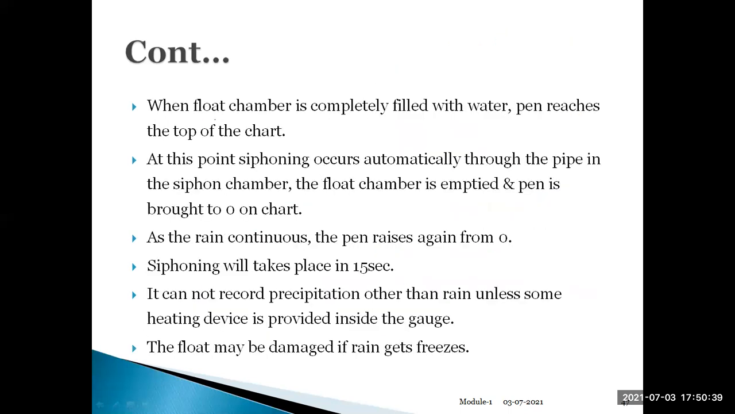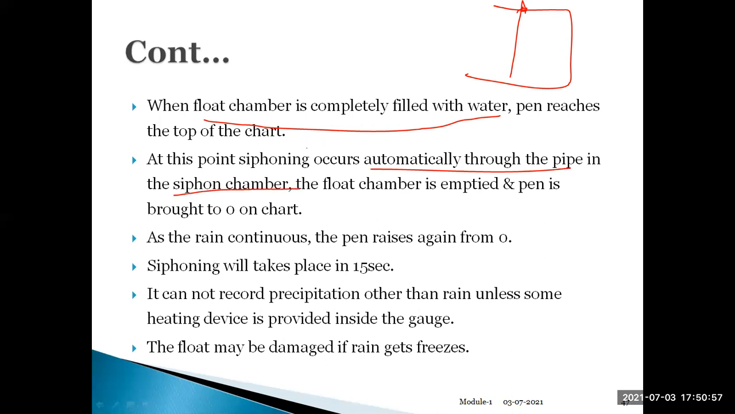When the float chamber is completely filled with water, what happens? The pen will reach the top of the chart, like this, and at that point the siphon mechanism occurs. That is, automatically through the pipe in the siphon chamber, as I have already shown, the water gets emptied, the float chamber is emptied, and the pen is brought back to the original position, that is, 0.